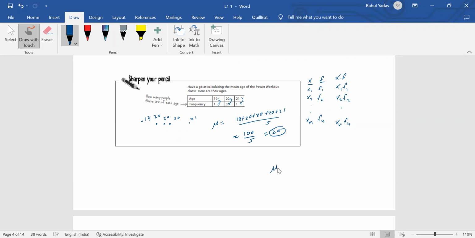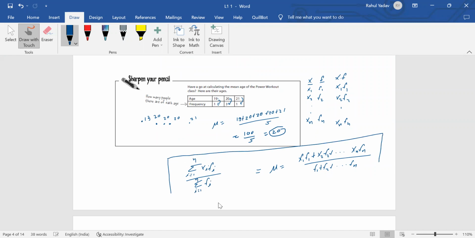Then the mean equals x1 f1 plus x2 f2 plus so on up to xn fn, divided by f1 plus f2 plus so on up to fn. In another format, I can write this as summation of xi fi, with i running from 1 to n, divided by summation of fi, with i running from 1 to n. So for the frequency table, we can define our mean like this. This is also a formula that we need to memorize.